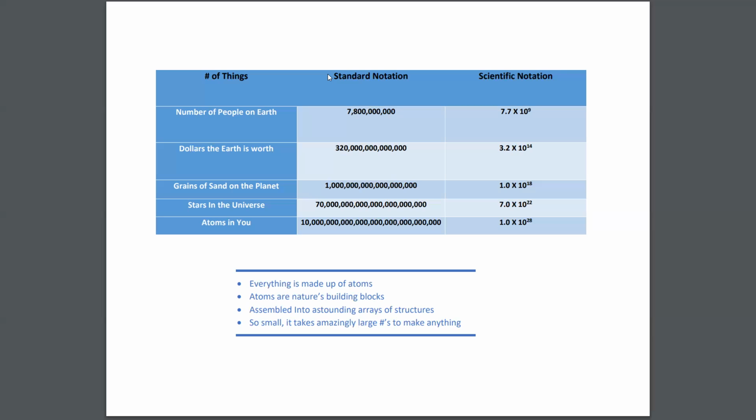So just to recap some notes at the bottom here, everything is made up of atoms. Atoms are nature's building blocks. They can be assembled into an extremely large array of structures. So say, for instance, all the atoms in the configuration of a pop can could be rearranged in theory. And if you have the right type of atom, you could recreate, say, a person or a book or any endless other array of objects. It's really just about that configuration of the atoms. And they're so small, it takes an amazingly large number to create anything.